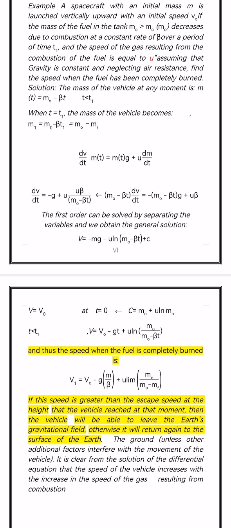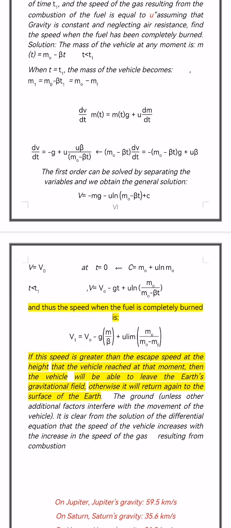When t is smaller than t1, v equals v naught minus gt plus u ln of m naught divided by m naught minus beta t, and thus the speed when the fuel is completely burned is v1 equals v naught minus g multiplied by m fuel over beta plus u ln of m naught divided by m naught minus m fuel.